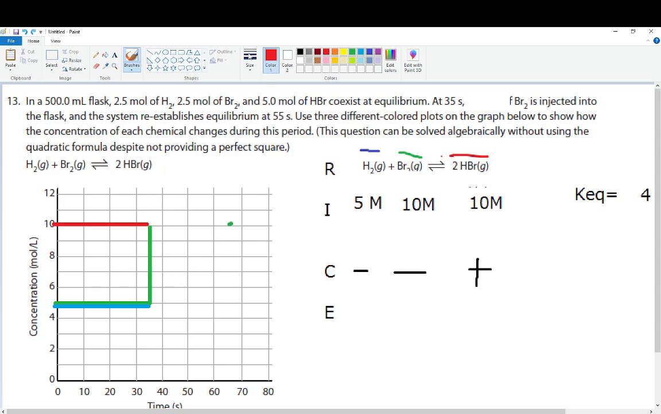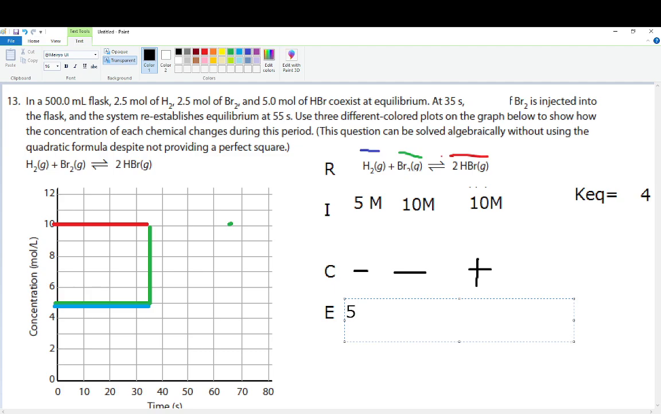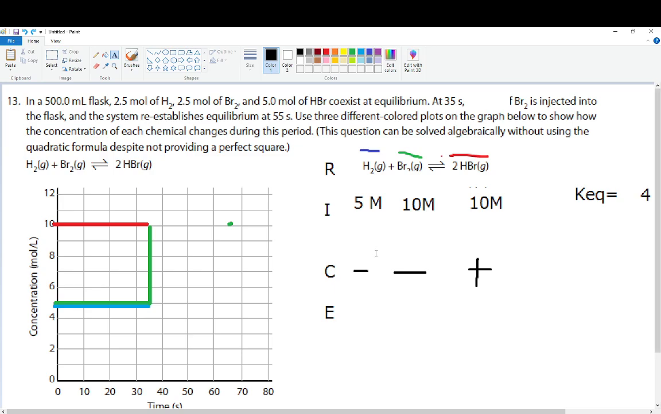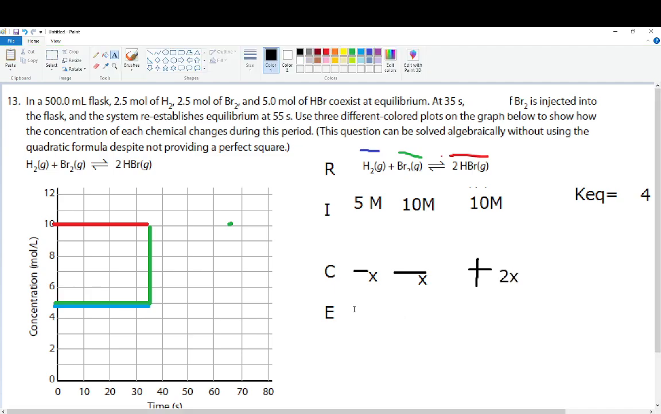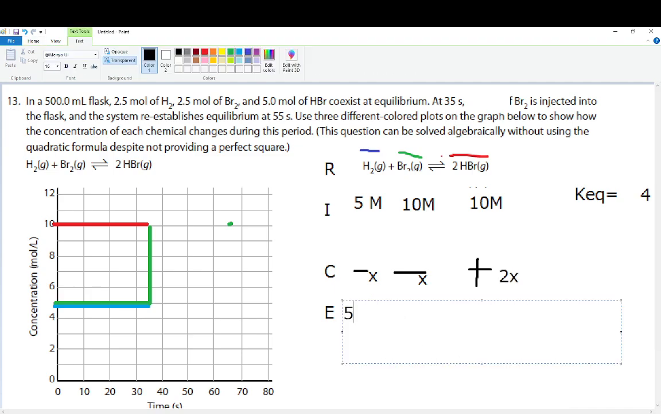So that means if I look at each thing, the E line is going to be 5. What's it going to be? It's going to be 5 minus 1x because there's no coefficient. This one's going to also be minus 1x because there's no coefficient. But this one's going to be plus 2x because there's a coefficient of 2. That means my final equilibrium line here is going to be 5 minus x. This one's going to be 10 minus x because we added 5 extra moles. And this is going to be 10 plus 2x. We just need to figure out what x is now.